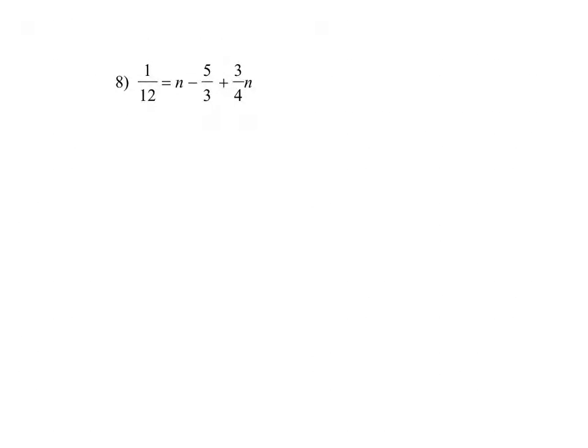Okay, so this one again, my least common multiple between 12, 1, 3, and 4 is 12. So I'm going to multiply everything times 12. This 12 cancels out with that one. 12 divided by 1 is 12, so I'm going to multiply the n times 12. 12 divided by 3 is 4, and 12 divided by 4 is 3. So I have 1 equals 12n minus 20 plus 9n.